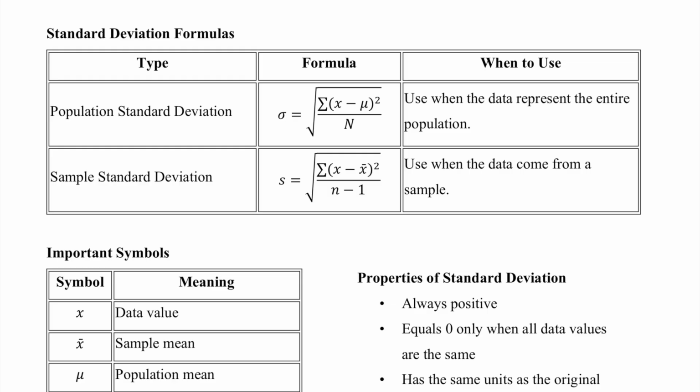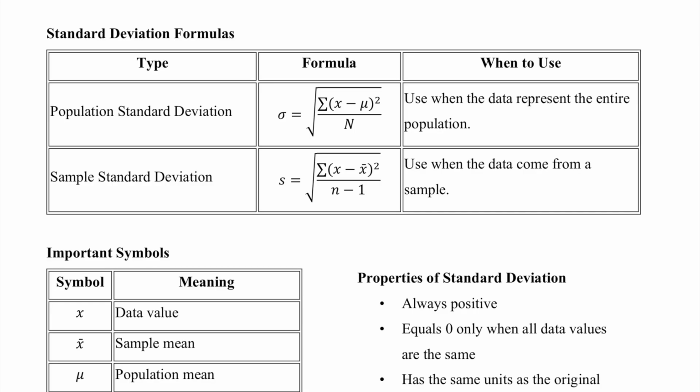Before we continue, it's important to note that there are actually two standard deviation formulas. The formula you use depends on where your data come from. If your data represent the entire population, we use the population standard deviation formula. If your data come from a sample, we use the sample standard deviation formula. Now, don't worry about memorizing these formulas right now. I have a separate video that shows how to calculate standard deviation by hand. For this lesson, I want you to notice the important difference between the two formulas.